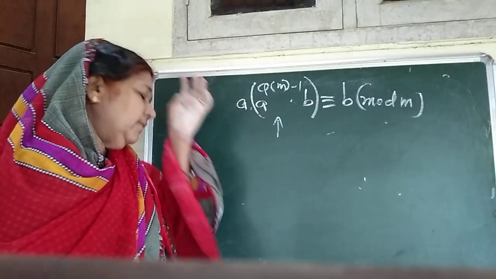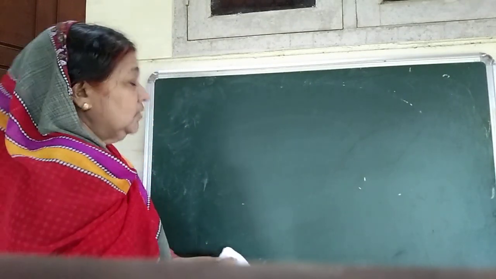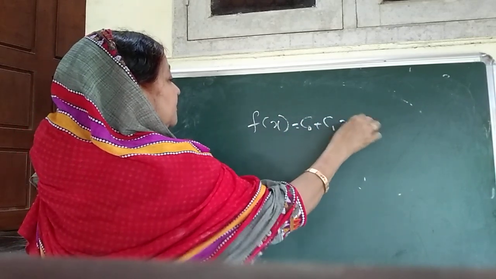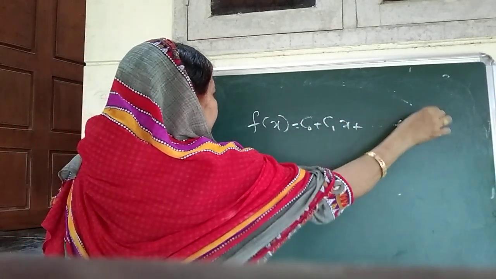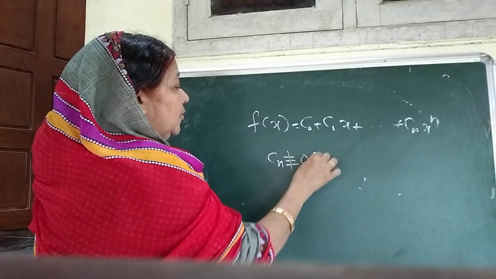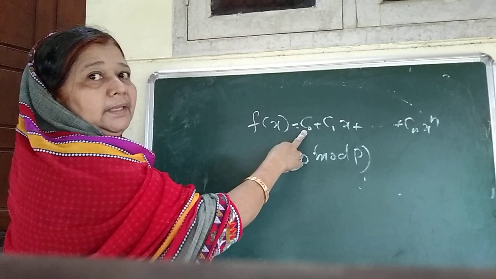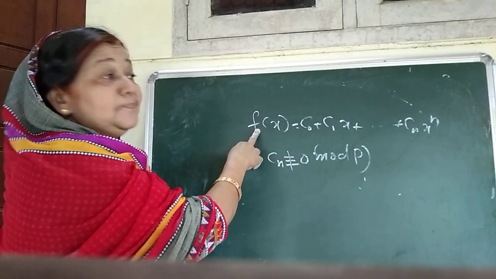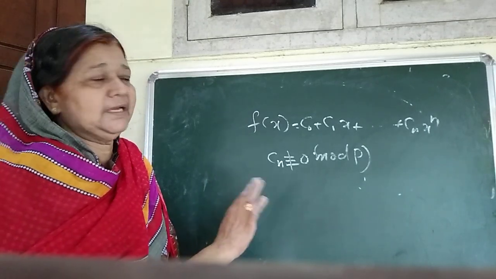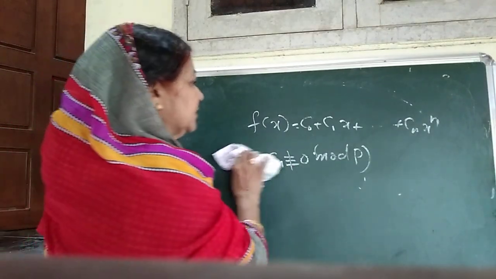Then we have Lagrange's theorem. Lagrange's theorem states that if f(x) equal to c0 plus c1 x plus etc. plus cn x raised to n, with all ci not congruent to 0 mod p, that is all ci's are not a multiple of p, then this f(x) has at most n solutions, maximum n solutions. More than n solutions cannot be. This can be easily proved by mathematical induction.